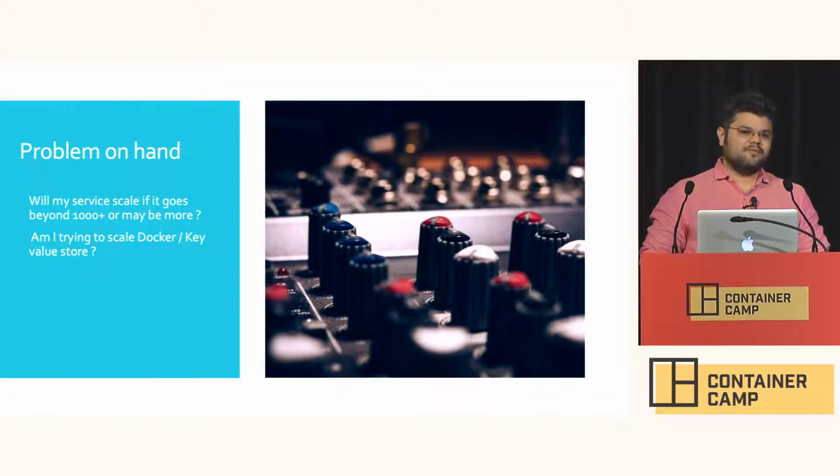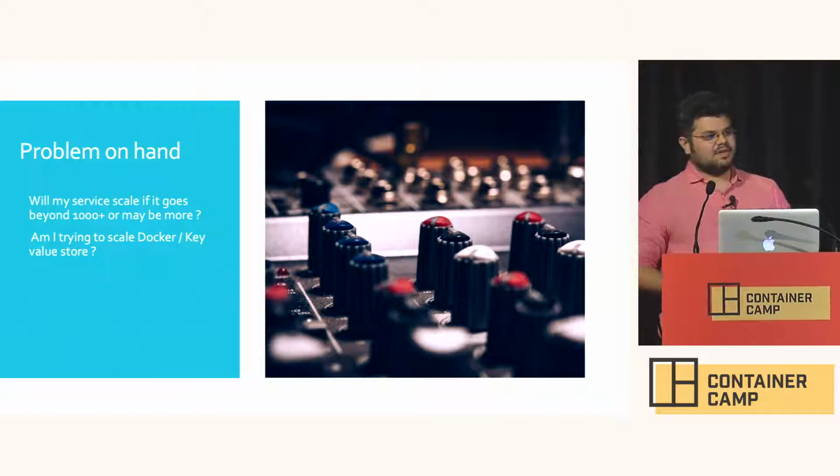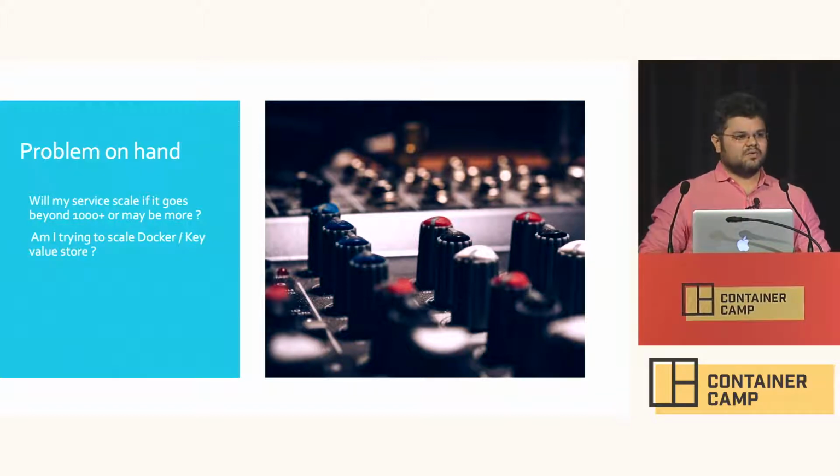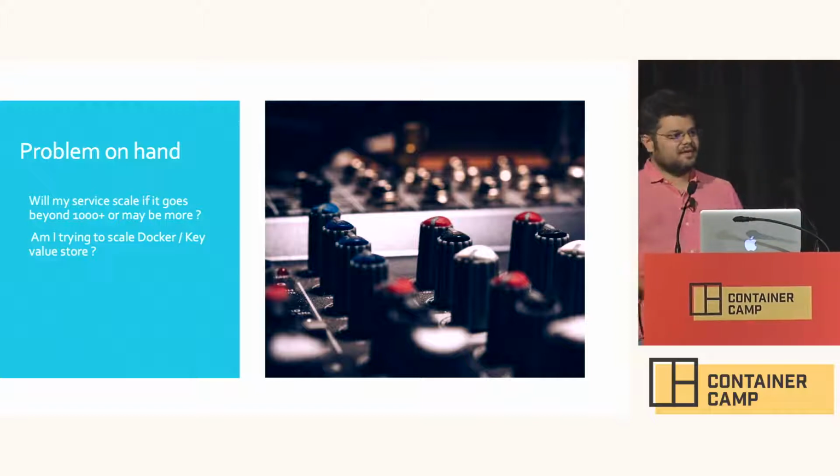At one point of time we thought, are we going on a wrong track? Are we trying to make Docker and the metastore scalable, instead of making our service scalable? So we wanted to focus on our service to scale. We had tried all the settings, we had turned all the knobs, but it did not help. So we thought, let's look at it differently.